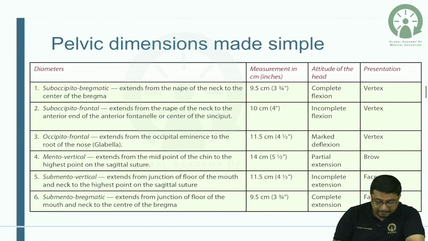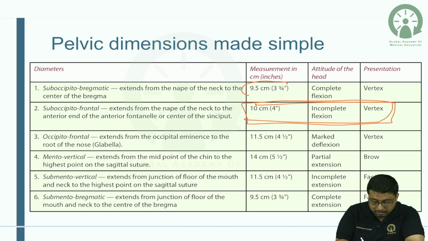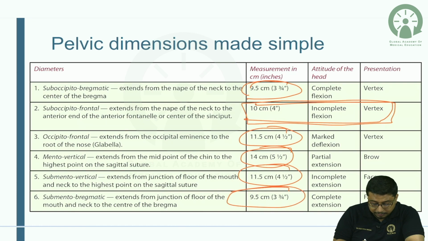So fetal skull, again, dimensions, this chart is there everywhere. I will not waste time here. I will just teach you how to remember the diameters. Ignore this one for now, okay? So 9.5, 11.5, 14, then 11.5, then 9.5. Vertex, brow, face. And remember, brow is partial extension.